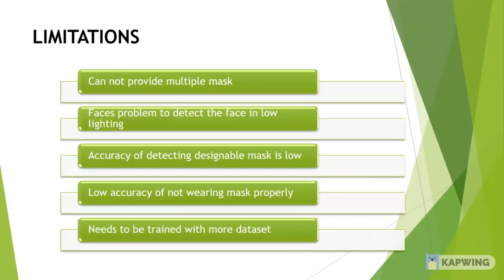Limitations. We are still working on providing masks for multiple persons. If the lighting is not adequate, our project faces problems detecting the face. The accuracy of detecting designed masks is low. The accuracy of detecting is low when the person does not wear the mask properly. The project needs to be trained with more dataset.